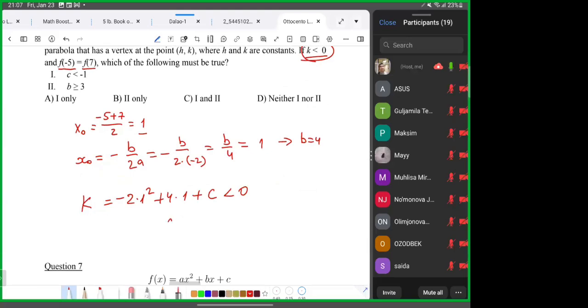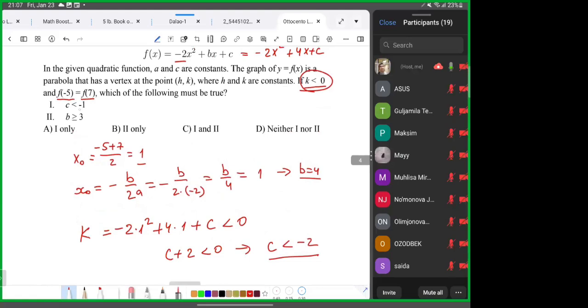Now, it is c plus 2 less than 0. From here, c is less than -2. You can see c is less than -2, and b equals 4. It means b is 4, so 4 is greater than or equal to 3. So it is correct.